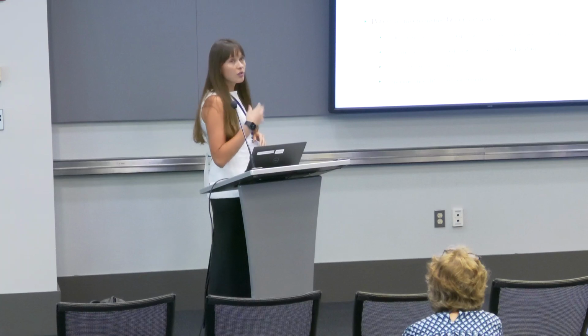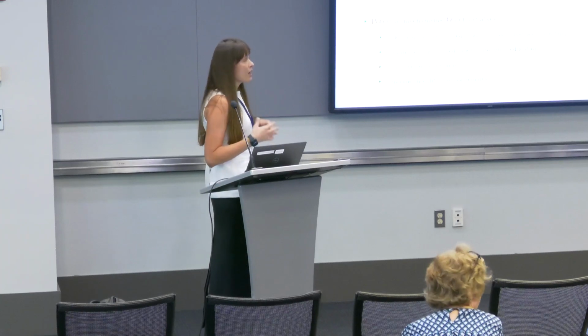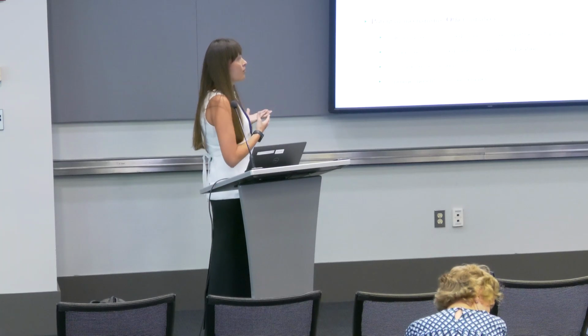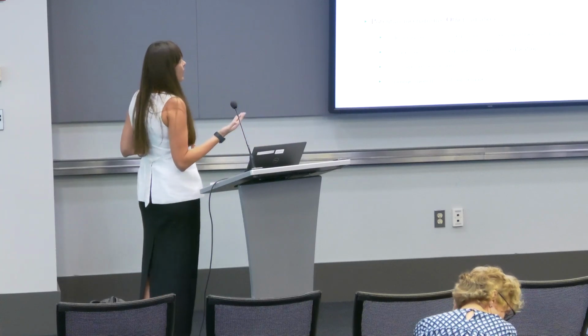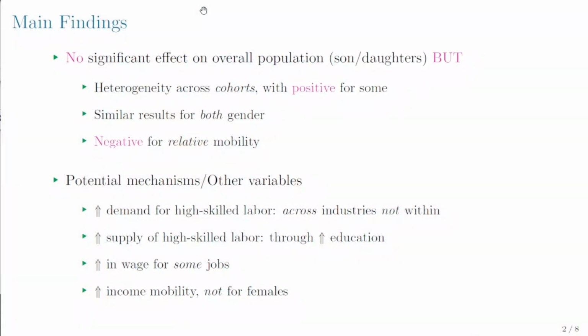So what they find is that there is heterogeneity across cohorts, with positive effects of expansion in exports for some of them. Then there are similar results for both genders, which would be important. However, the surprising outcome is that there is a negative effect for relative mobility, meaning that this increase in exposure to exports moves some people into higher ranked occupations, but does not overall increase mobility, not for the lowest or poorest population.